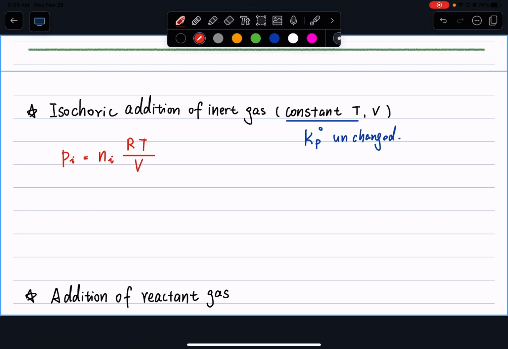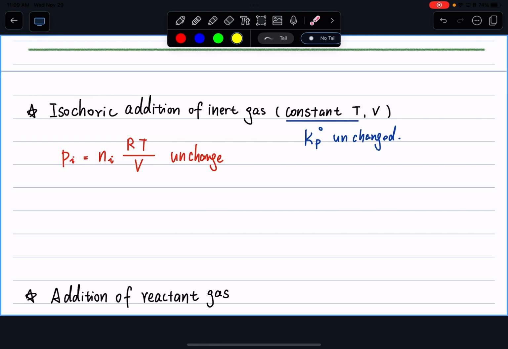So adding the inert gas to a mixture, assuming ideal, will not change your specific ingredient in there. For ideal gases, we don't care about how many molecules are there. We only care about their partial pressure. So your partial pressure remains unchanged with the addition of inert gases.